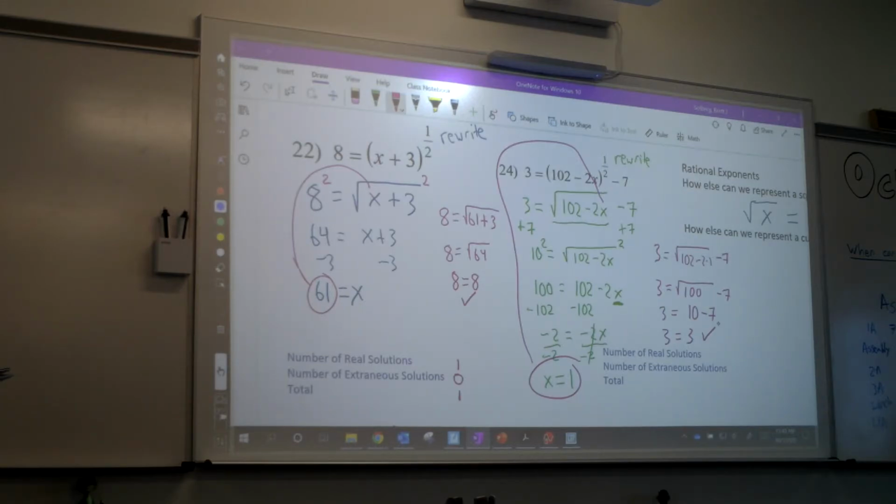What does that tell us about 10? Real solution. Awesome. So I have 1 real solution. How many extraneous solutions do we have? 1 plus 0 is 1. Okay. So if you see a 1/2 power, what does it really mean? The square root. Awesome. We'll talk about 1/3 and 1/4 next.